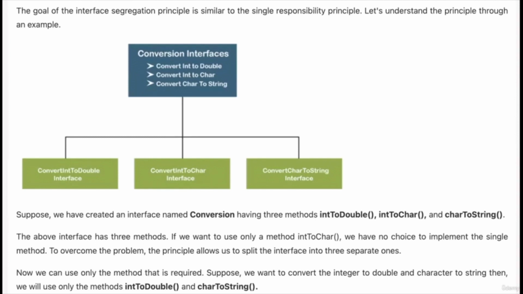Suppose any class wants to use just convert integer to double and convert character to string, then it can just implement the first and last interface. In this way, they can choose whatever interface they want. So that is the goal of the Interface Segregation Principle: to segregate interfaces into smaller interfaces, and classes should only implement the interfaces for which they use all the methods. That is pretty much the Interface Segregation Principle.